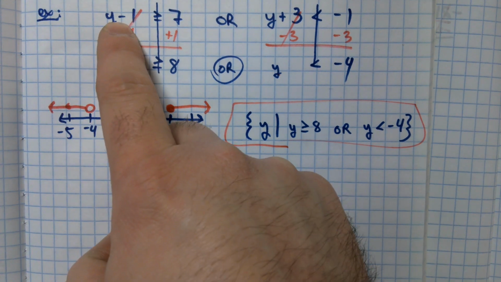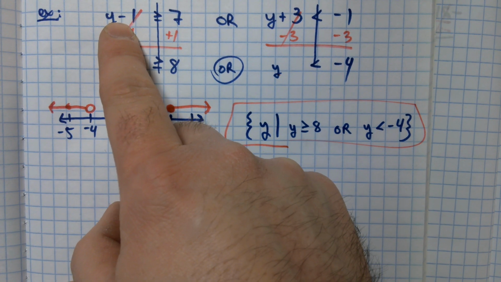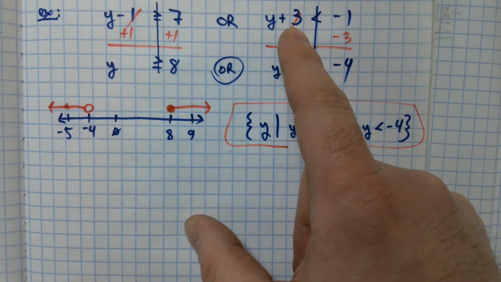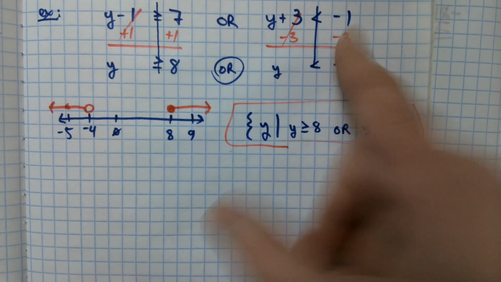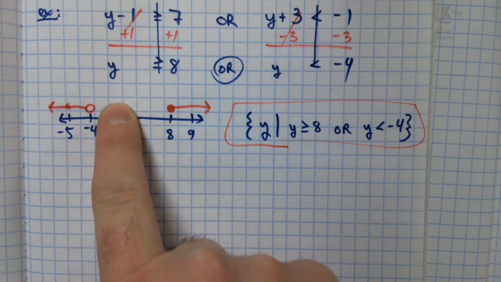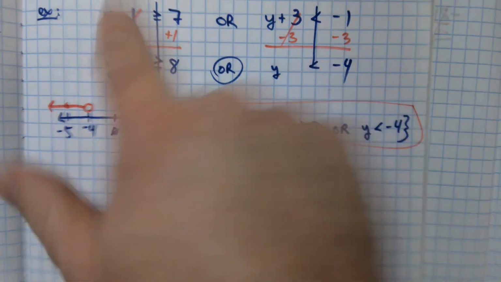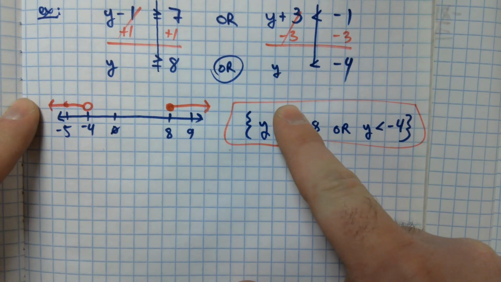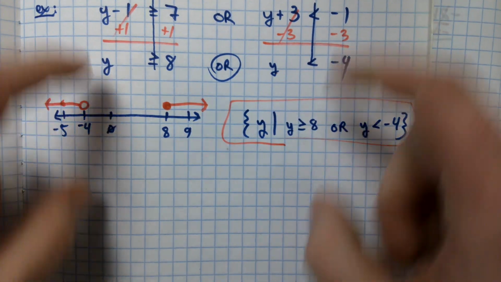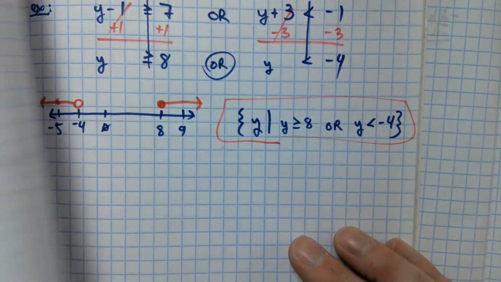What if I pick something like 0? What's 0 minus 1? Negative 1. Is negative 1 greater than or equal to 7? No. What's 0 plus 3? 3. Is 3 less than negative 1? No. So if I have something like 0 that does not line up with my arrows, it's not going to work on either. But for these little arrows, any solution I pick is only going to work for one of these two guys right here. That's why we use the word or.